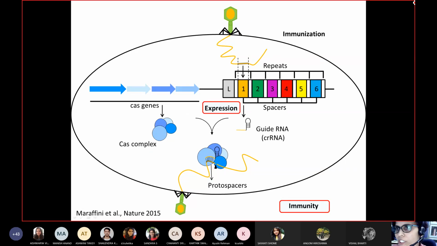So first is the immunization step. You are getting some kind of acquisition, and once you have the guide RNA expression, or once you have acquired the sequences, then in the second stage of infection, the bacteria will get immunity. This work has been defined very well in the review article by Marraffini et al. in Nature.